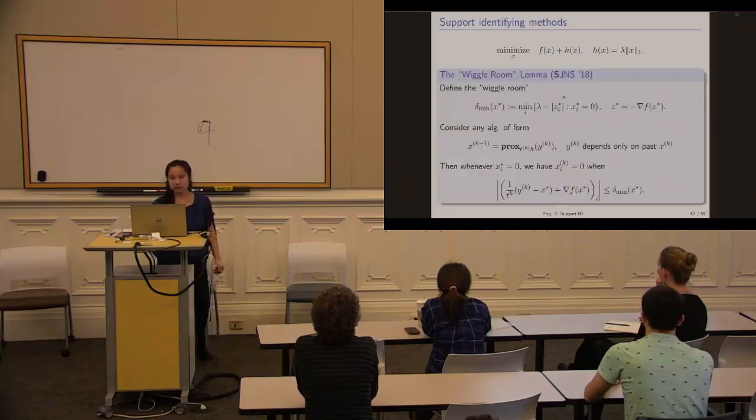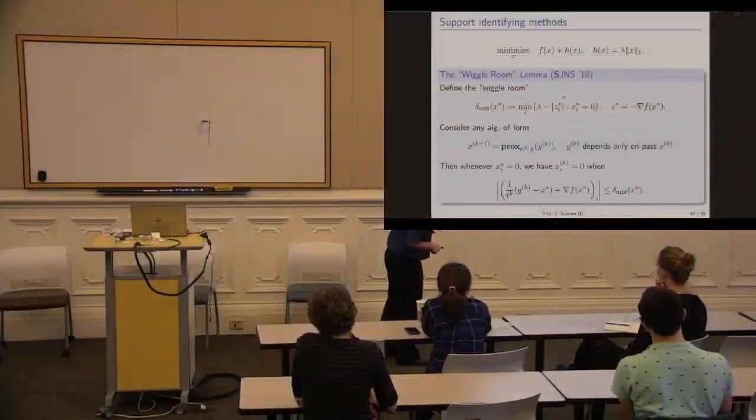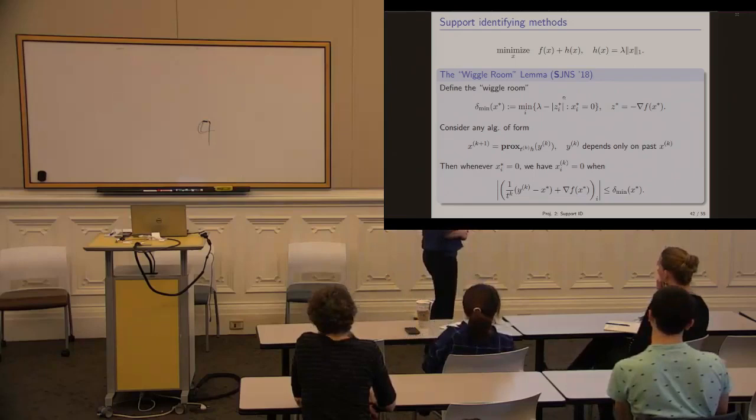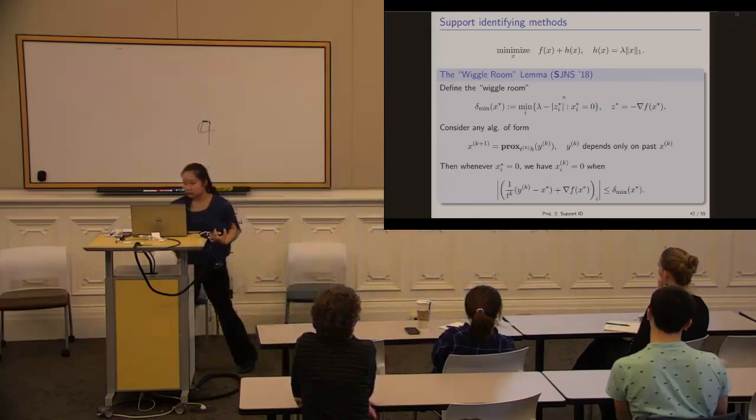Okay, so the lemma that we give here, we call it the wiggle room lemma. It tells you how much error you're allowed to have and still be able to identify the support correctly. So we have this data-dependent quantity, delta min, and basically we say that for any algorithm of this form, at some iteration k, the correct support is identified if this residual here is smaller than this data-dependent constant. Okay, so this is a mouthful. Let's look a little bit intuitively at what that means. That's the condition we need to be true.